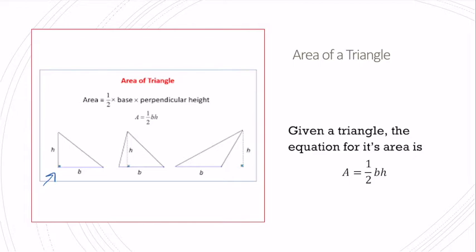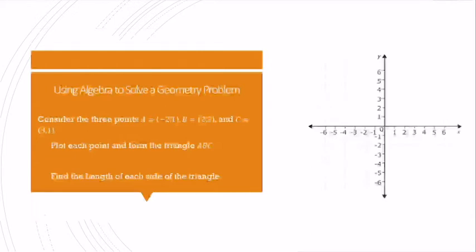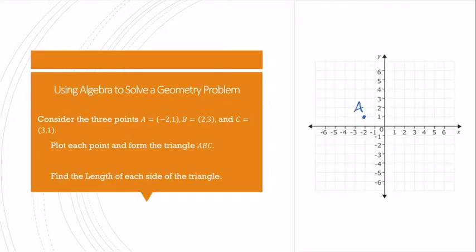So let's take a look at this geometrical application. Let's consider 3 points. A equals (-2, 1). Let's go ahead and plot that. When x is -2, y is 1, there's A. B is (2, 3). So when x is 2, y is 3. There's our point B. And C is (3, 1). So when x is 3, y is 1. The first thing I want us to do is plot our triangle. Ain't she a beaut? But we can't tell whether or not this is a right triangle.